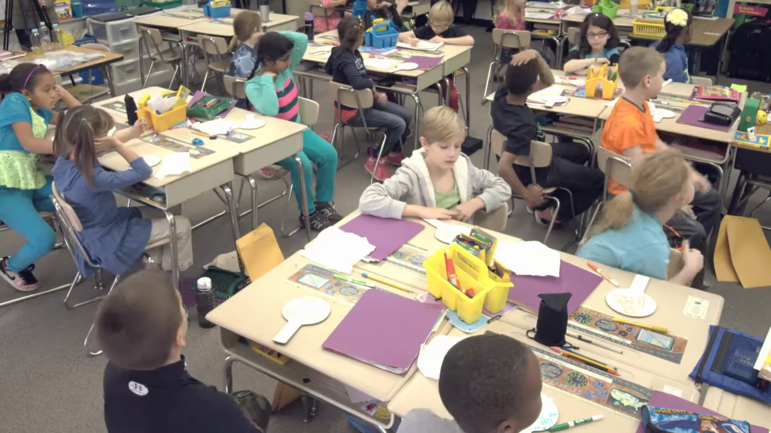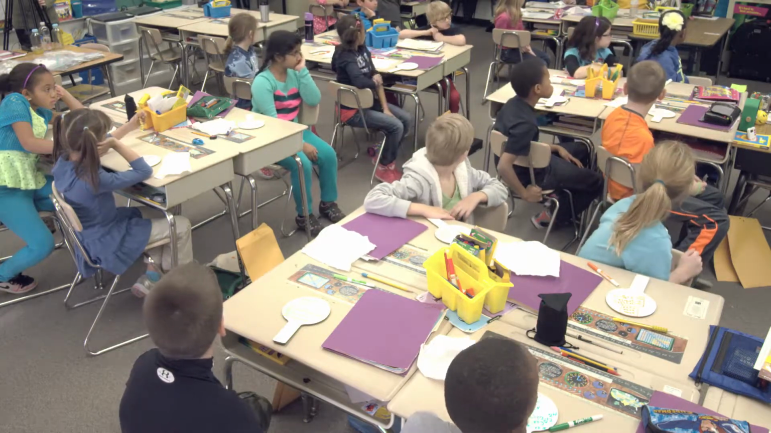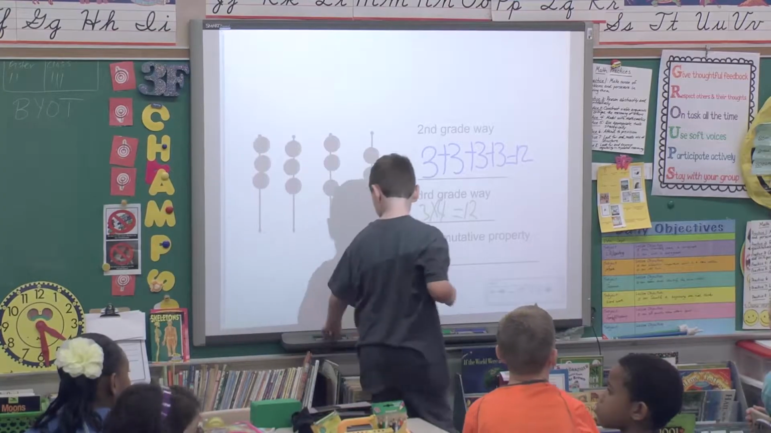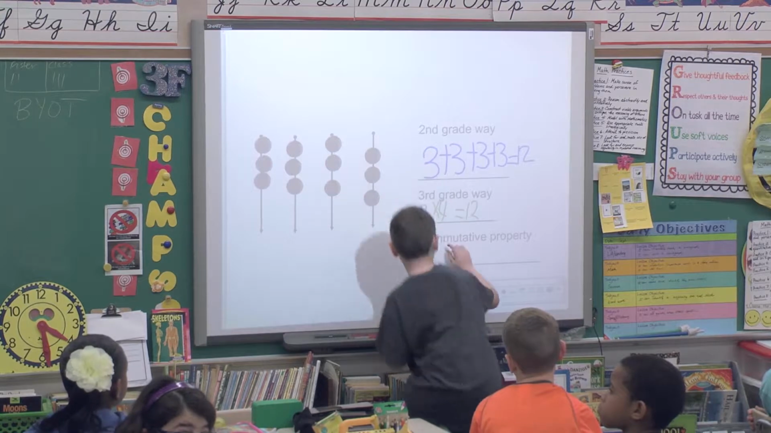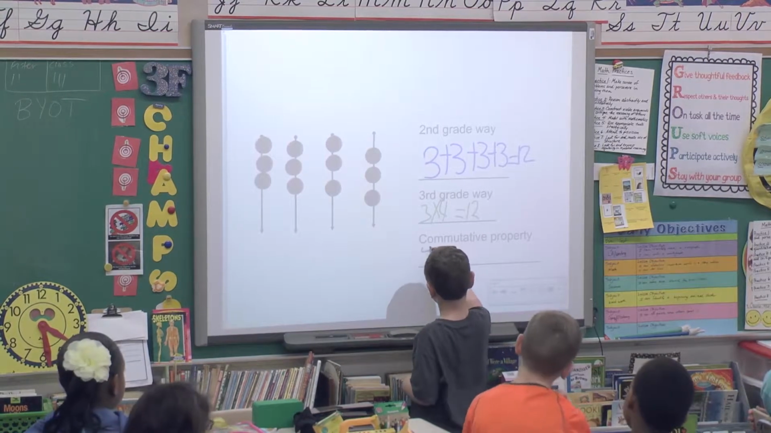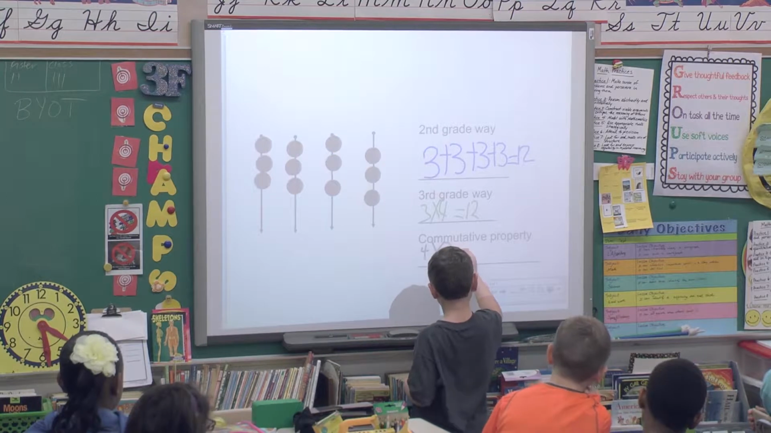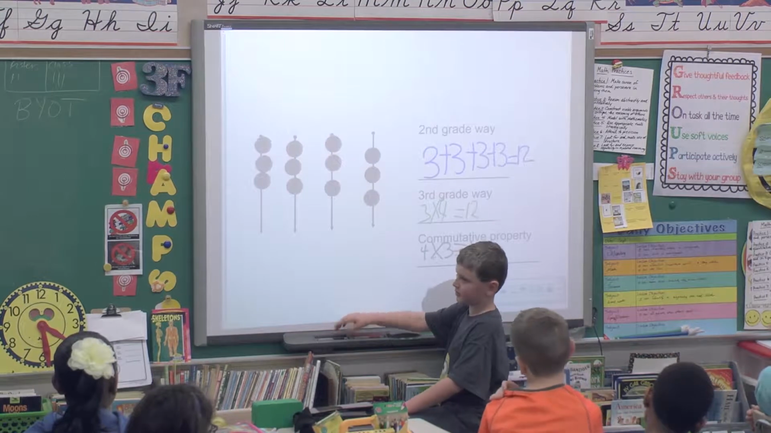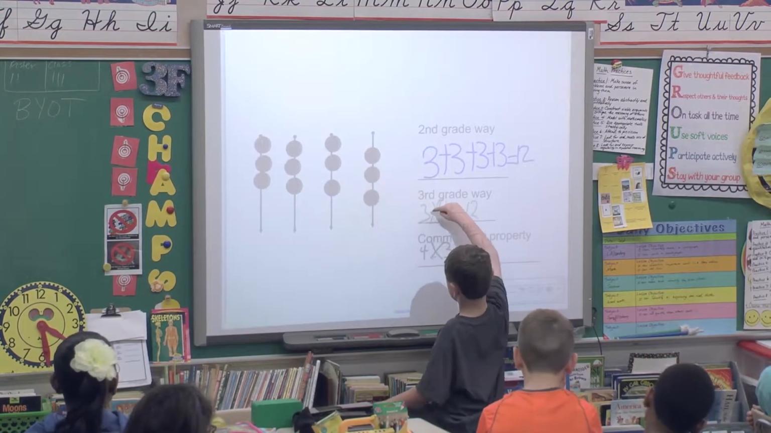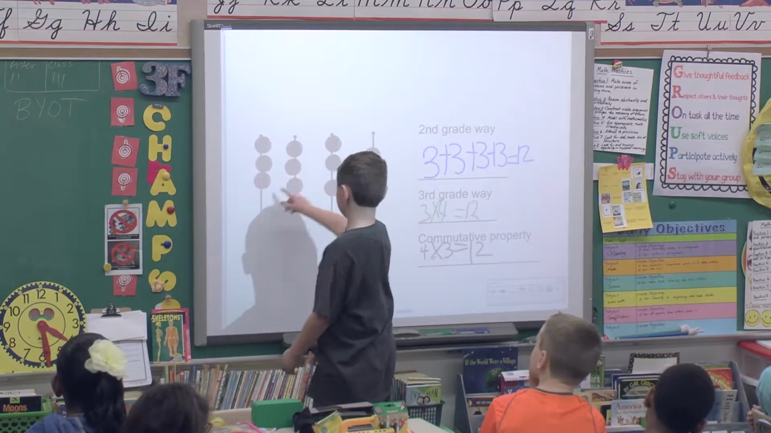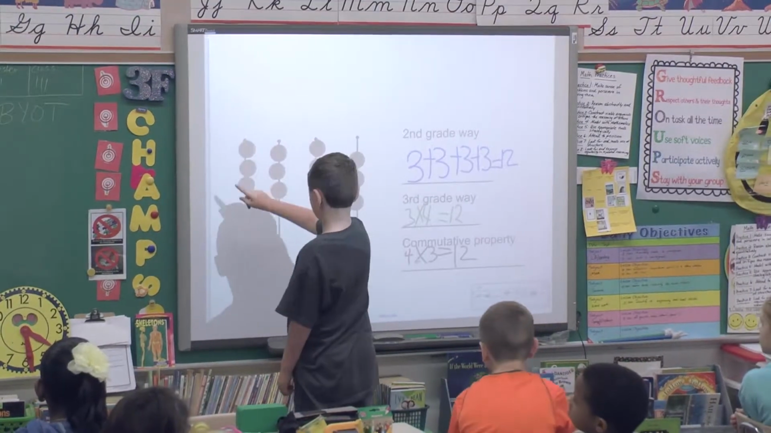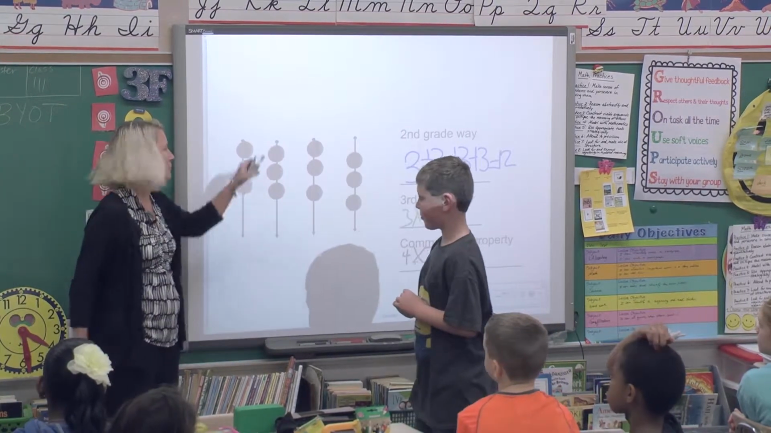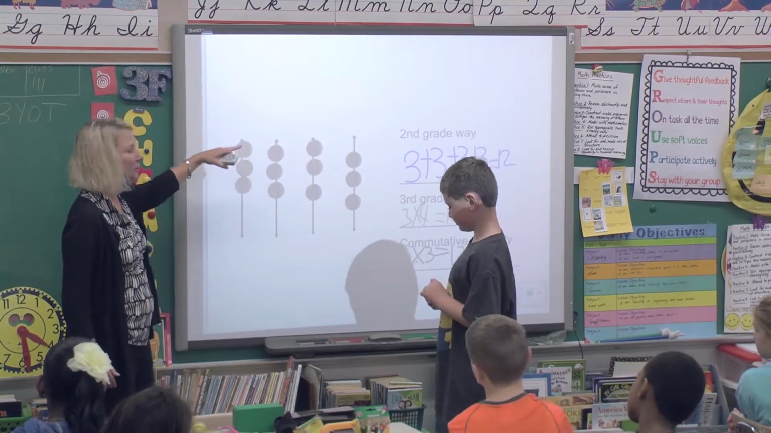And how did you know that was the commutative property? Because all you do is switch these around, so then it would be four down and three across, and that would be the commutative property. Excellent. And both of them could have done it four times three, or four plus four plus four.